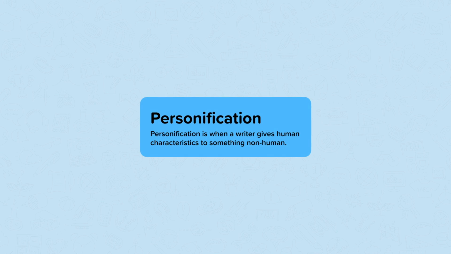Personification is when a writer gives human characteristics to something non-human. Personification is considered to be a type of imagery. It creates a vivid image for the reader. It can also help to create a certain mood or atmosphere.